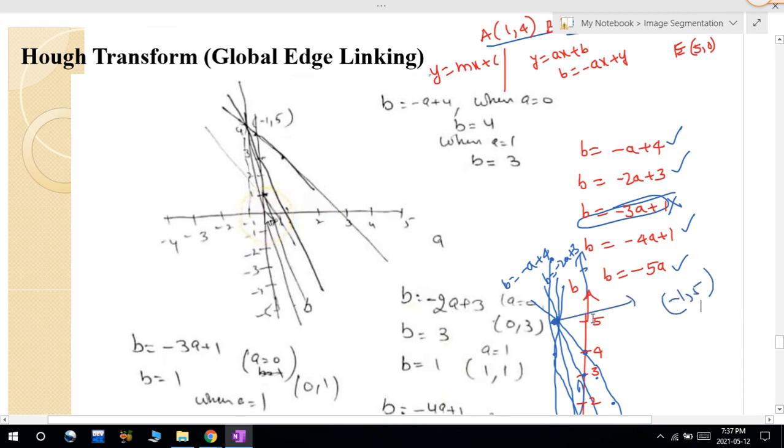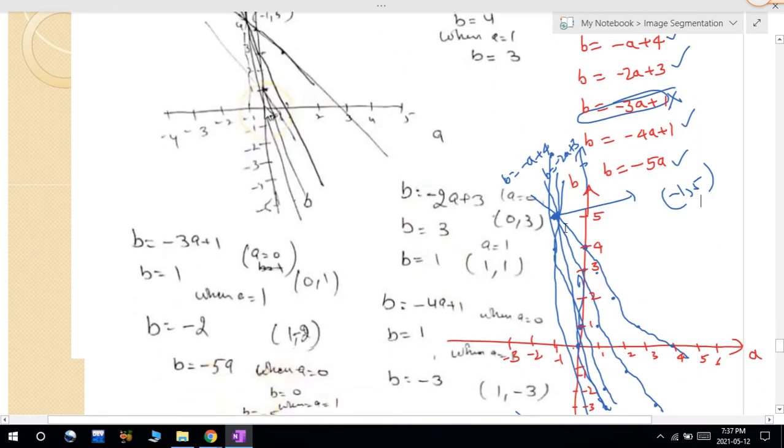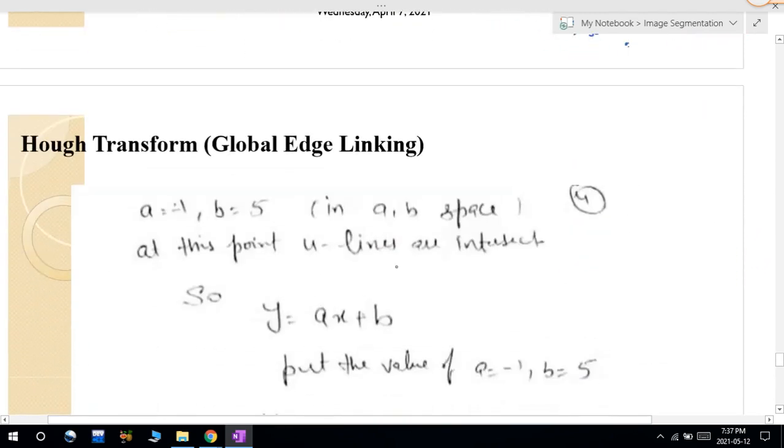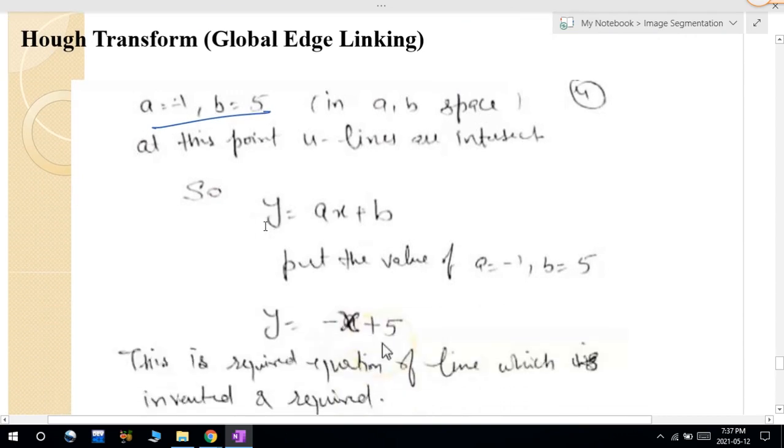Okay, after drawing the lines, I will try to find out the intersection point. So that intersection point will give the a, b values. That is nothing but slope and intercept values I am getting after applying this. So the final values that we are getting are a equal to minus 1 and b equal to 5. Once after getting these values, I will try to substitute those values in the final equation. That is nothing but y equal to ax plus b.